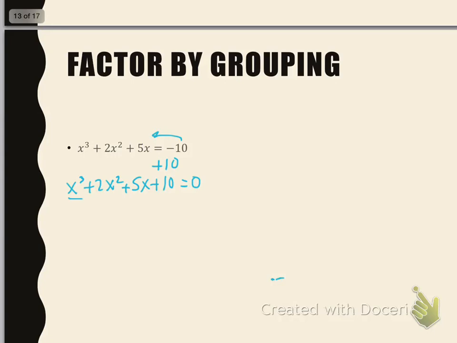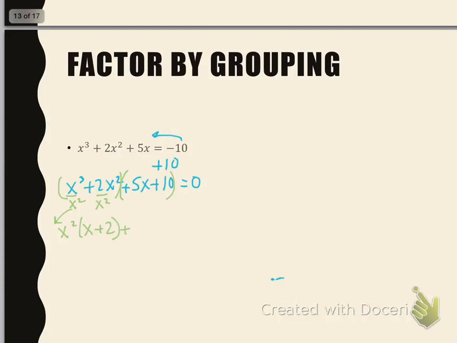So there are 4 terms. 1, 2, 3, 4. So what you're going to do is you're going to group your terms first. I'm going to group my front 2 and I'm going to group my back 2. Once I group them, I need to find their individual GCFs. So my front ones, it is x squared, so it's going to go on the outside. x cubed divided by x squared is x. 2x squared divided by x squared is 2.